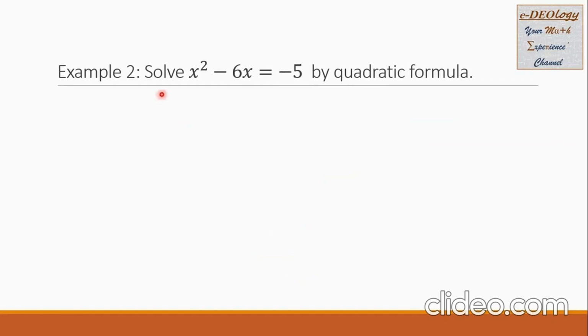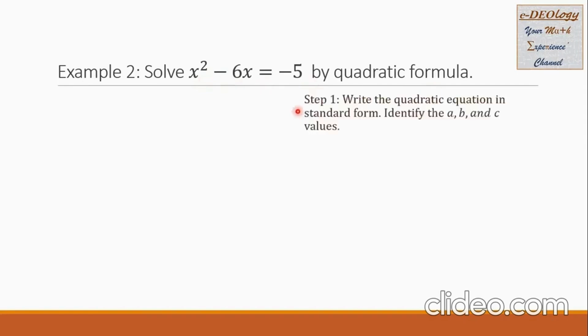Let's have example 2. Solve x² − 6x = −5 by quadratic formula. Step 1. Let us write the equation in standard form. We can see here that the constant −5 is on the right. The standard form says the right side must be equal to 0. So we will transpose the −5 to the other side of the equation, and the sign must be changed. So the −5 becomes +5 on the left side, and it is equal now to 0.